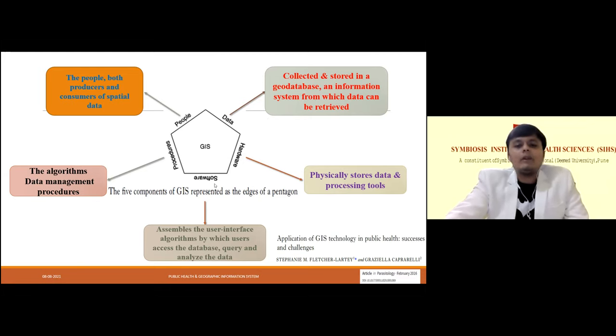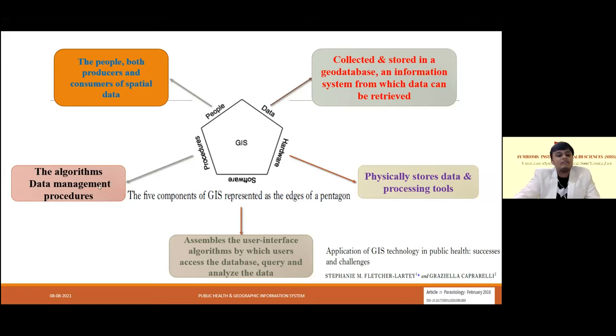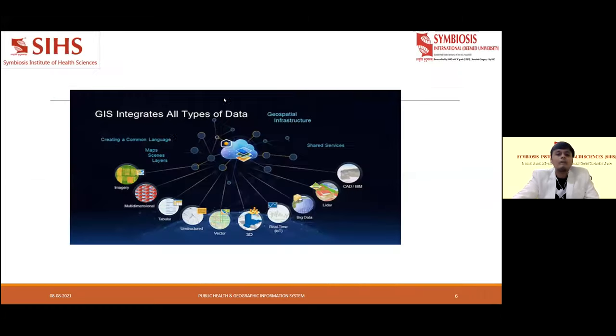The second important component of geographic information system is hardware, which physically stores the data as well as processing tools. The third important part is software, and it assembles the user interface algorithms by which the user can access the database, query, and also analyze the data. The fourth important component of GIS is the algorithm or data management procedures. And the last one is we, the people, both the producer as well as consumer of the spatial data. And one important fact is that GIS can integrate all types of data such as imagery, multidimensional, tabular, 3D, or big data, etc.